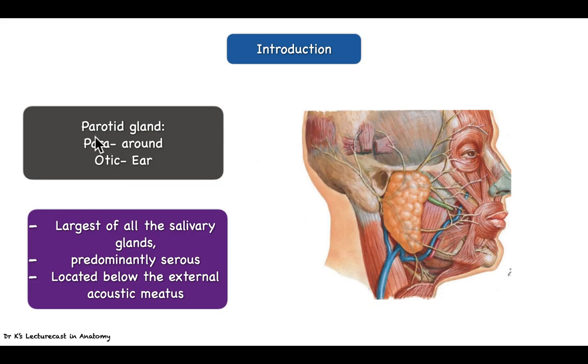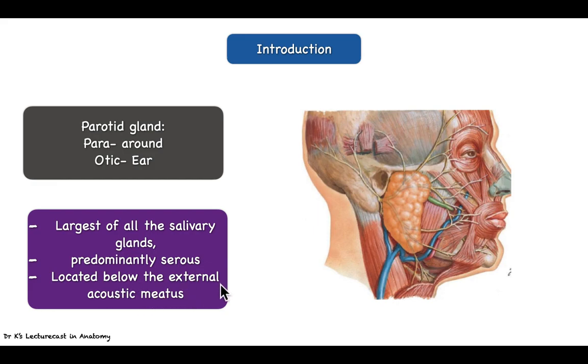So, as usual, parotid. Para means around, otic means ear. So, around the ear, a gland is seen, parotid gland. If we talk about any gland, what does it secrete? Parotid gland, we all know it is one of the three major salivary glands and the largest of all the salivary glands. There are two types of secretions, serous secretion and mucus. So parotid gland is considered to be predominantly serous type.